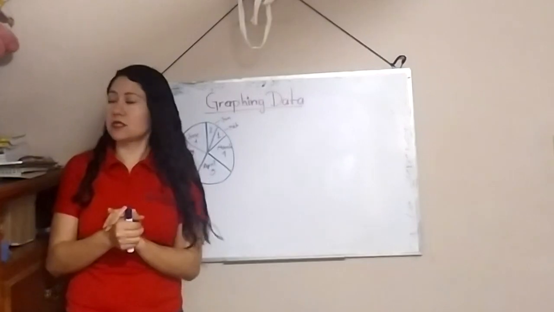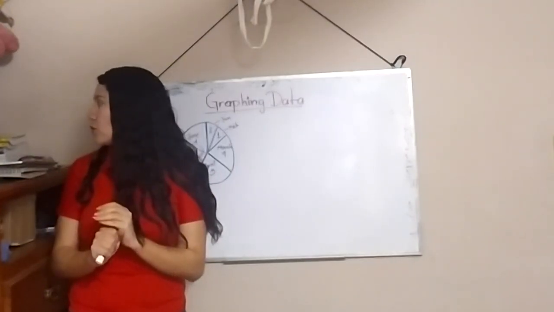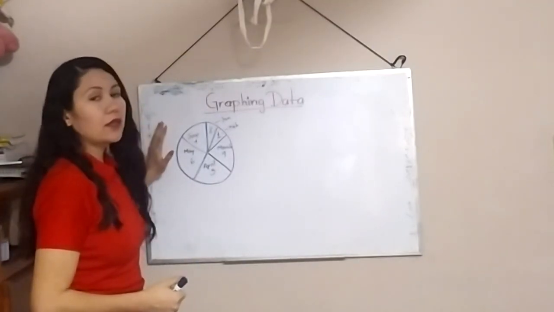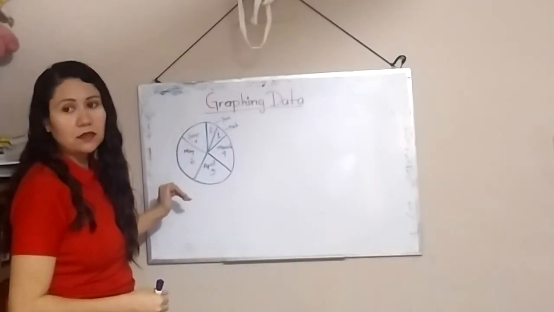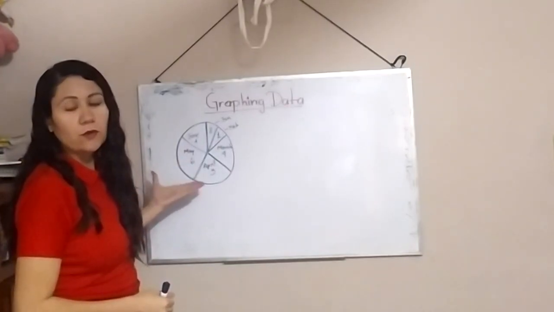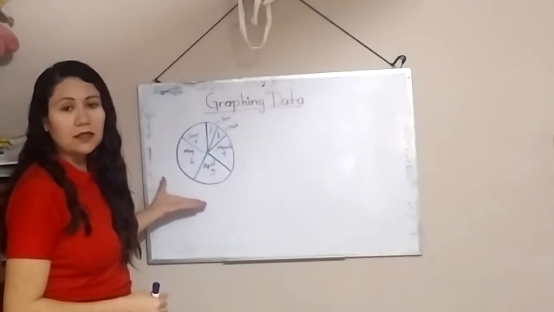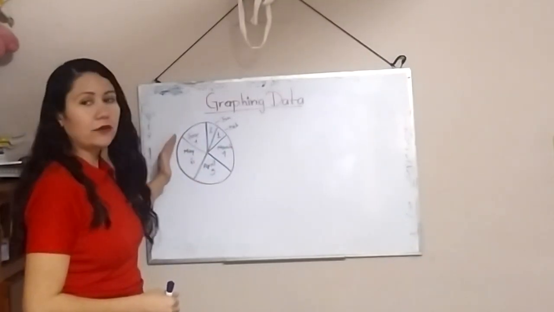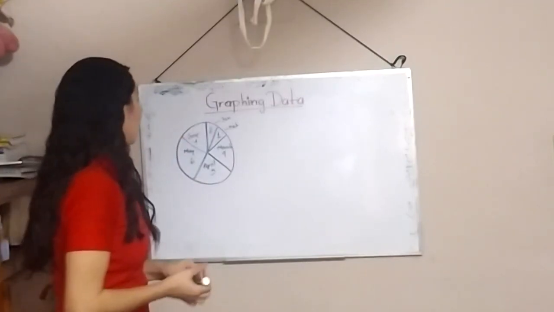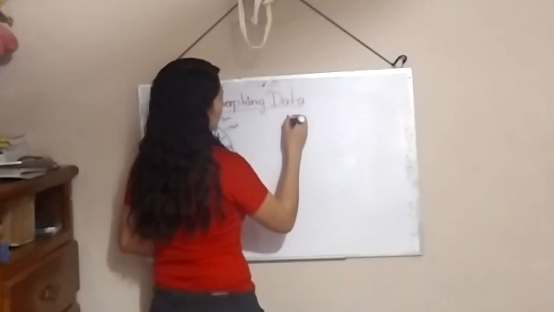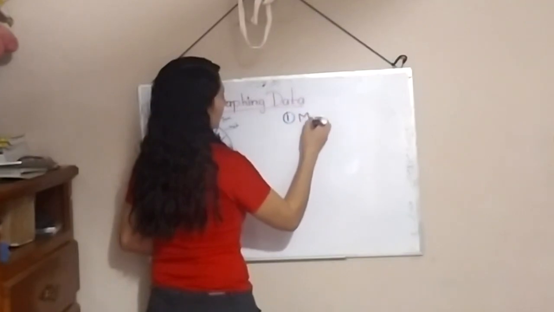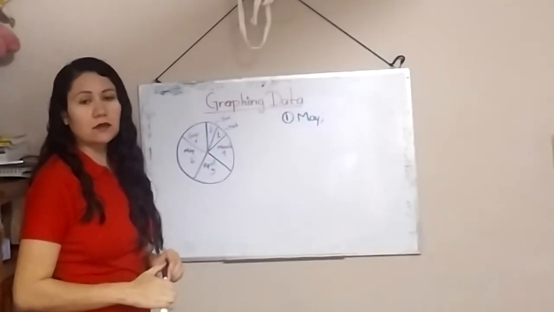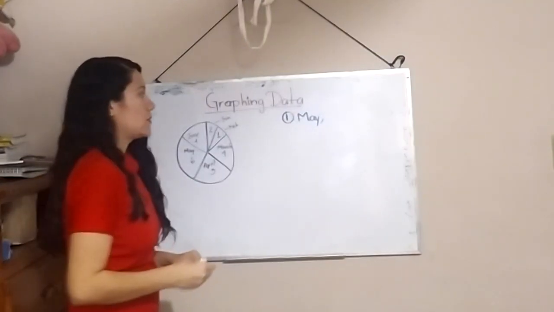The first question is, in which month did the most money come in? And how much money was it? This makes it easier to identify. Which month was the one that had the most money? The one with the biggest part. Okay, so it would be May. And how much money was raised? $600.